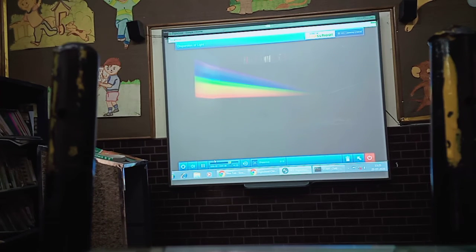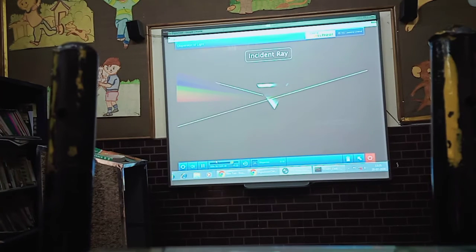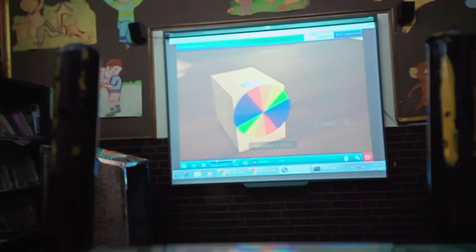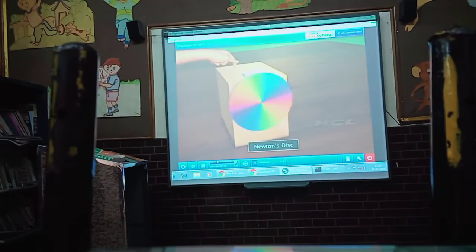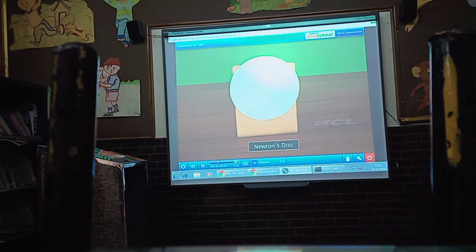How do we get this spectrum? Different colors of light bend through different angles with respect to the incident ray as they pass through the prism. You can see that violet deviates the most and red deviates the least. When the colors of the spectrum are painted in a sequence and rotated rapidly, they merge together to make white.